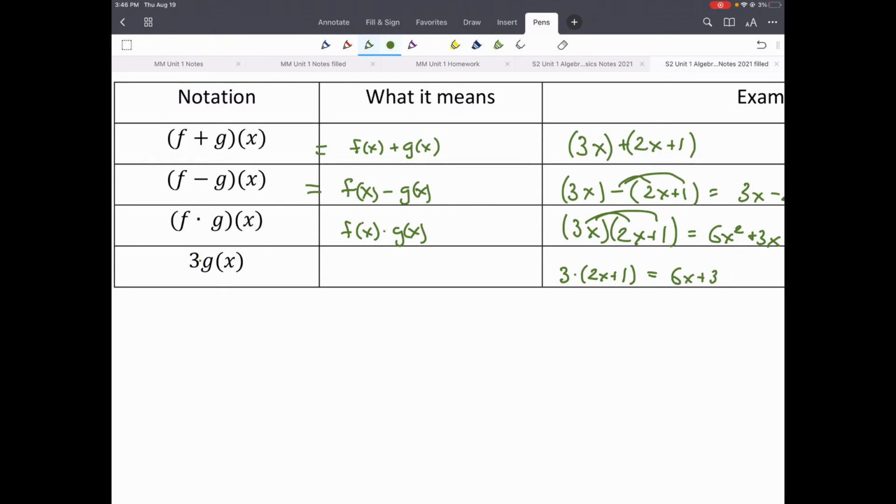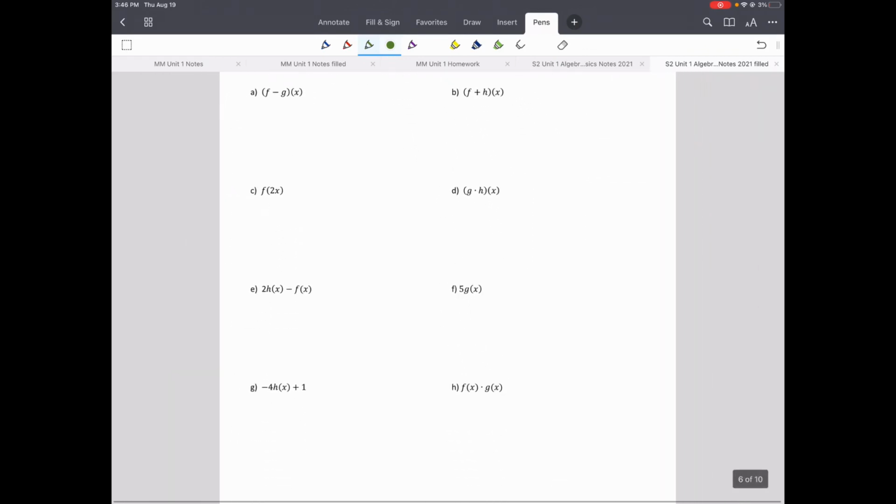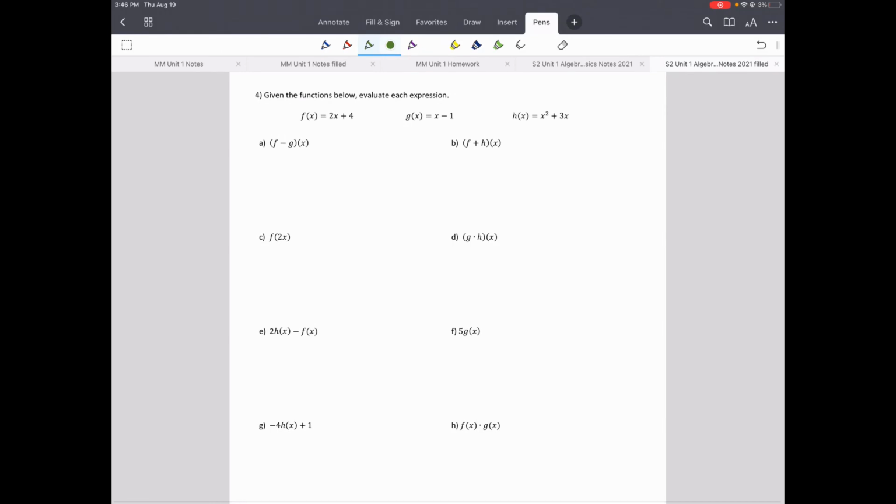Okay, so that is function notation. I have a boatload of examples. I will probably make that be a second video.